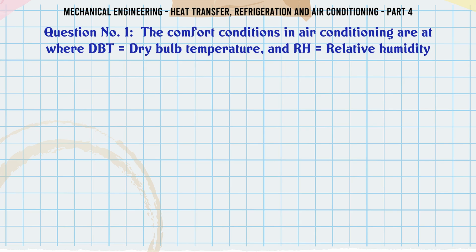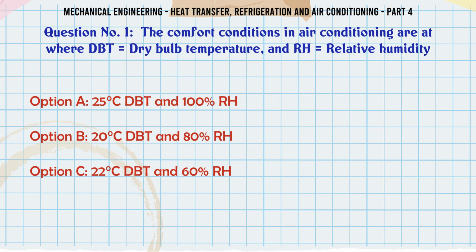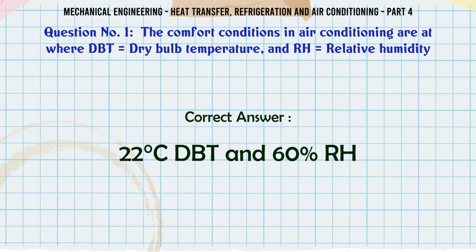The comfort conditions in air conditioning are at where DBT is dry bulb temperature and RH is relative humidity. A. 25 C DBT and 100% RH. B. 20 C DBT and 80% RH. C. 22 C DBT and 60% RH. D. 25 C DBT and 40% RH. The correct answer is 22 C DBT and 60% RH.